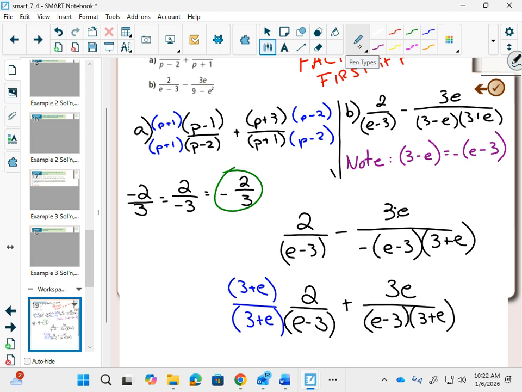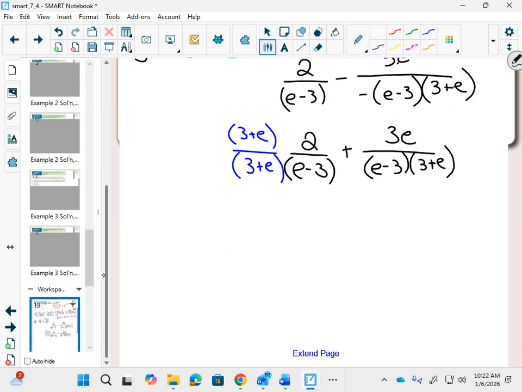And then I would have a common denominator of e minus 3, 3 plus e. Me personally, 3 plus e is the same as e plus 3. That just feels so much better for me than writing 3 plus e. Because mathematically we always write variables first, constants last. But you could leave it.